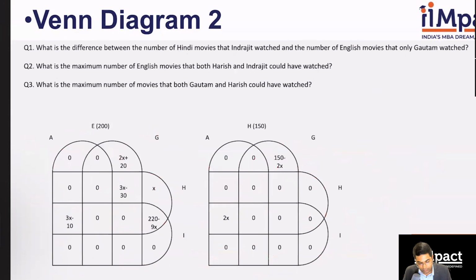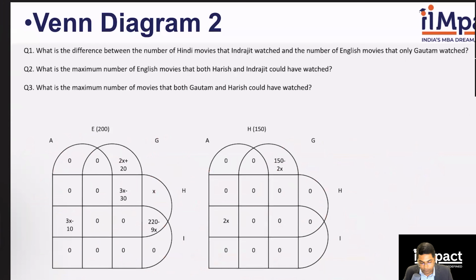Let's answer the questions. Question number 1. What is the difference between the number of Hindi movies that Indrajit... Okay, before we move to questions, guys, is there anything else you feel we should do, given that we had seen that there are words like minimum and maximum in the questions? Is there something else you feel we should do?